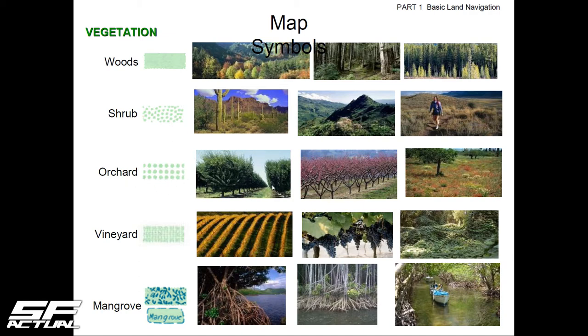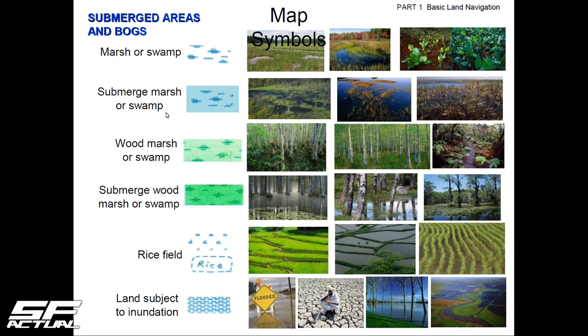Organizational here. That means that that's orchards. Vineyards, again, orientation here, organization, but a little bit tighter for vineyards. And then mangroves, that blue representing water and stuff. Marsh and swamp, like we discussed. Submerged marsh and swamp, a lot of blue that, you know, you can tell the differences here. There might be a good bit of land that you can walk on here, but not necessarily in this case. You're probably going to be getting wet.